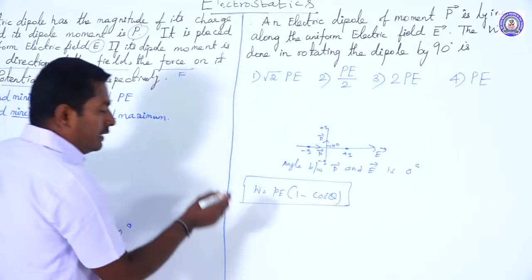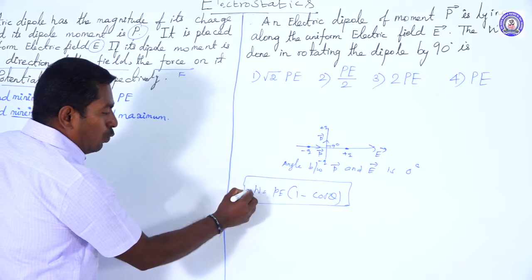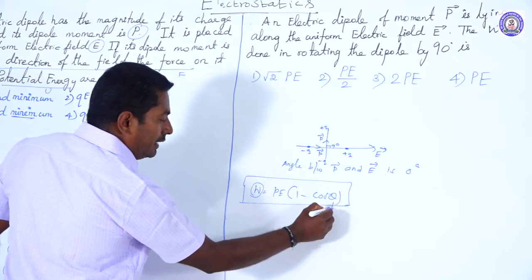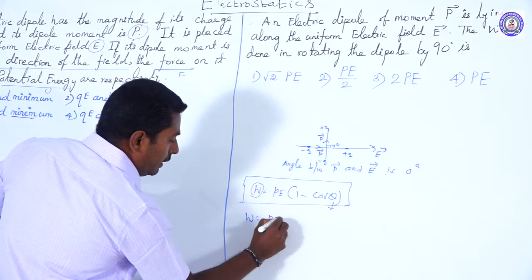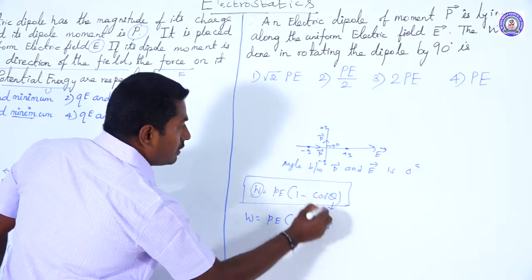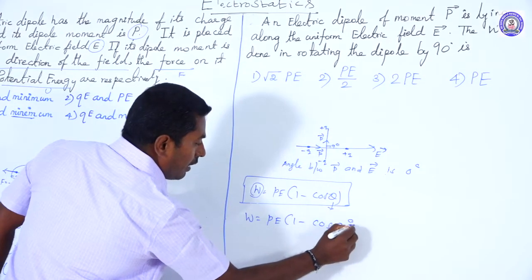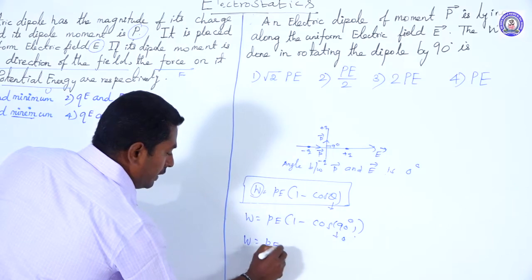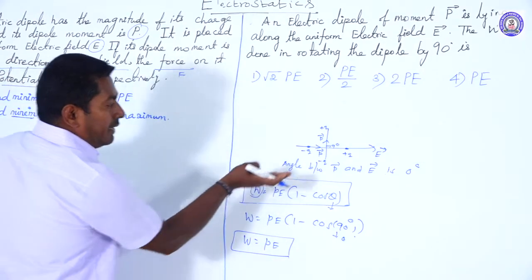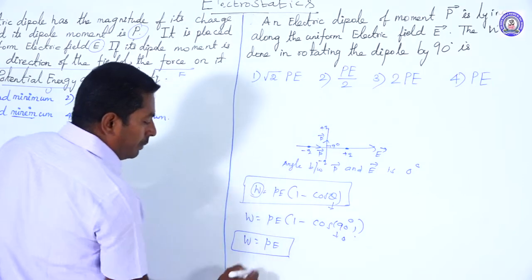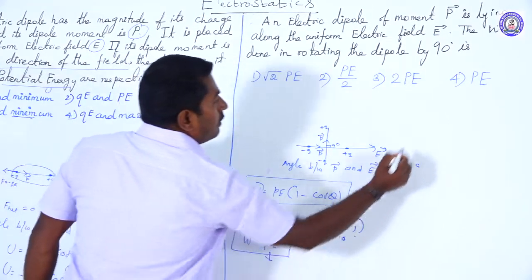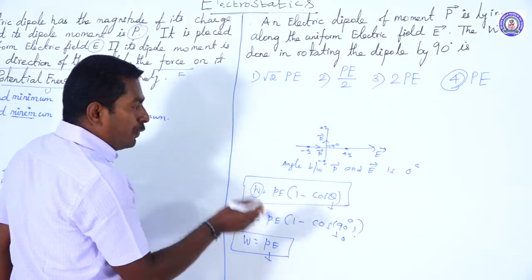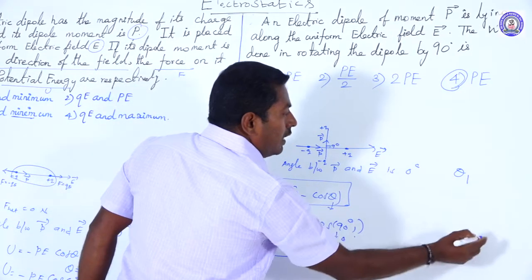This expression helps us calculate the work done in rotating an electric dipole from parallel to any other position at angle theta. W equals pE times 1 minus cos 90 degree. Cos 90 value is 0, so W is equal to pE. The work done in rotating an electric dipole from parallel to perpendicular is pE. So fourth choice.